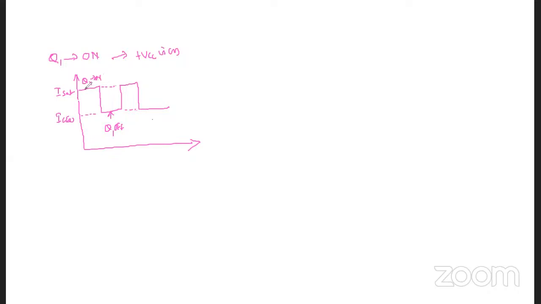Now the time period T1 represents the duration for which the transistor Q2 is on and Q1 is off. Similarly, the time period T2 represents the duration for which the transistor Q1 is on here.